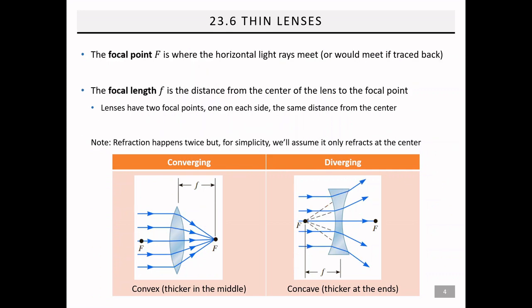So the focal point is where the horizontal light rays meet, or would meet if you trace them backwards, and the focal length is the distance from the center of the lens to the focal point. These are the exact same definitions we used for mirrors.